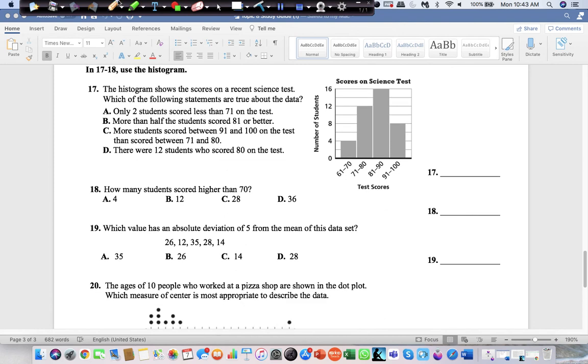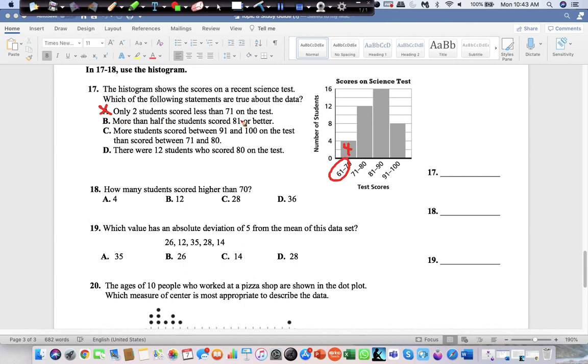The histogram shows the scores on a recent science test. Which of the following statements are true about the data? Only 2 students scored less than 71 on the test. So this group would be the less than 71, which is 4. So that says only 2 students, so that's not true.